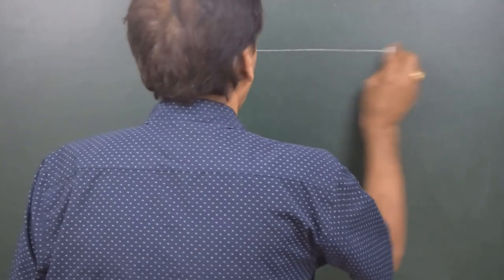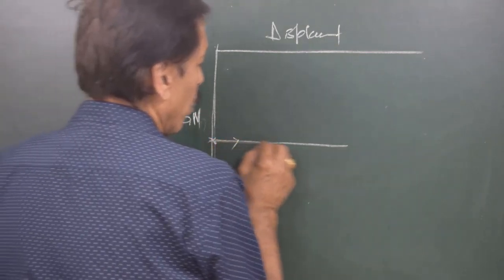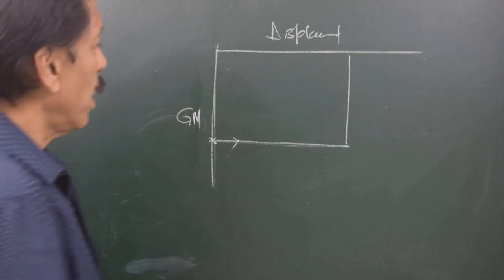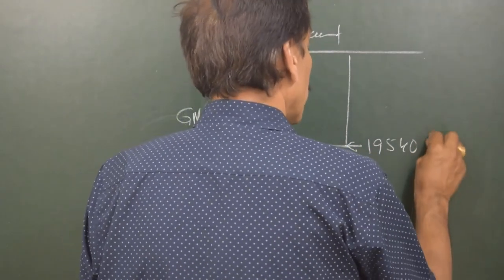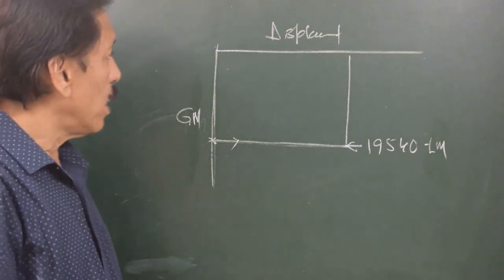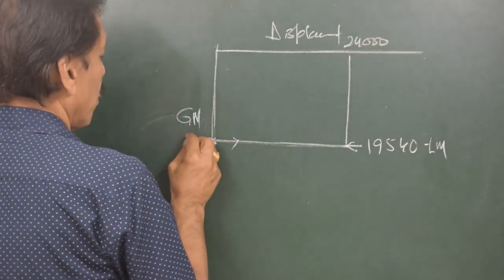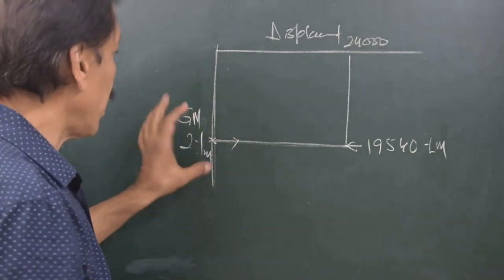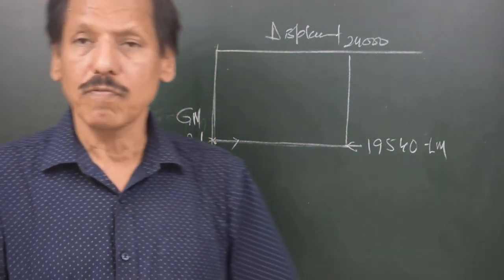I have another tool I will explain to you. You might have a table of displacement and GM of the vessel. When you enter this table with these two arguments, that is the GM and displacement, then we get to a figure, and this figure may be say 19,540 tons meter. So if you have a displacement of 24,000 tons and a GM of, say for example, 2.1 meters, then the maximum allowable heeling moment in terms of tons meter is 19,540.